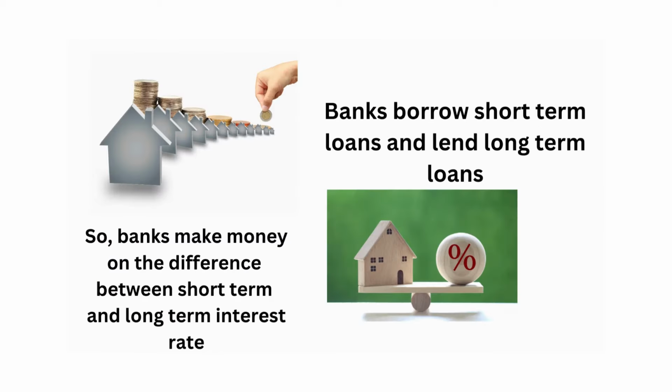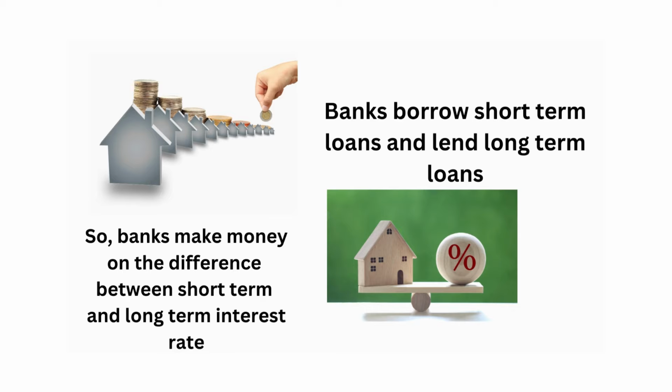Banks borrow short-term loans and lend long-term loans. So banks make money on the difference between short-term and long-term interest rates. For example, a bank takes a short-term loan at an interest rate of 2% and lends a long-term loan at 4%. The difference between 2 and 4 is the profit that the bank makes.